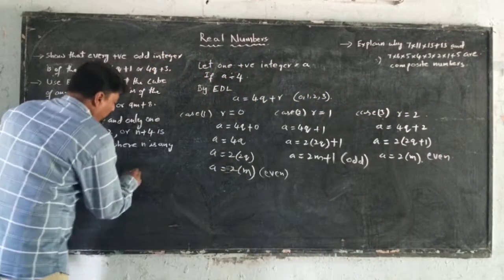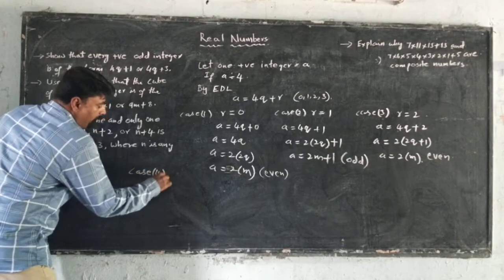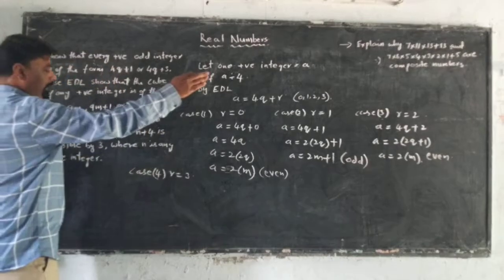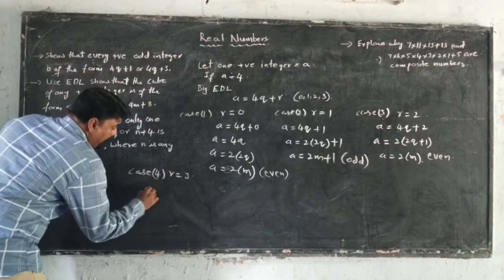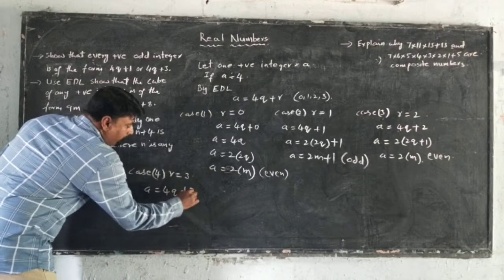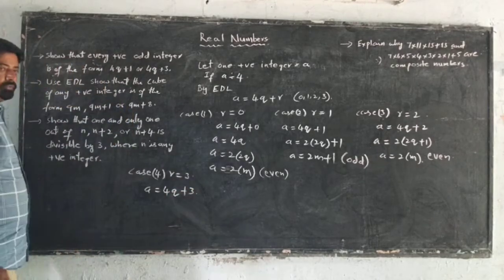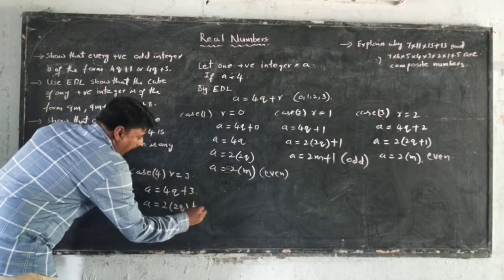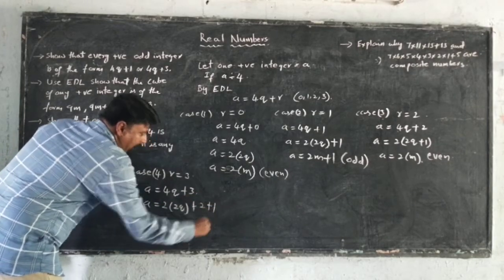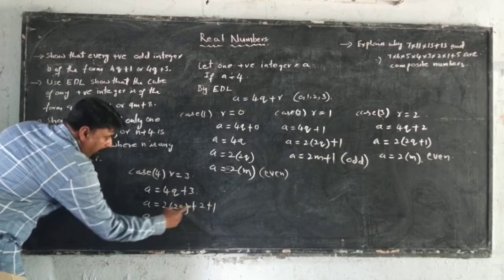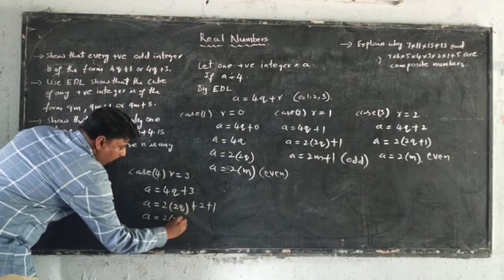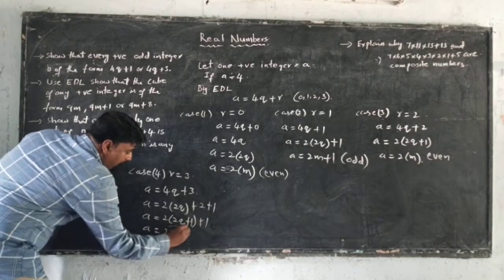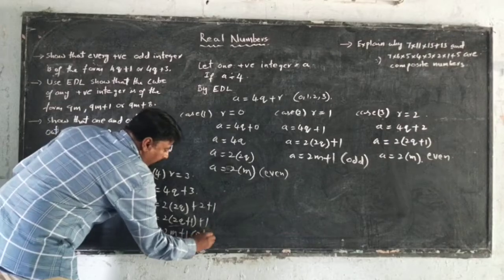Next, if I go for case 4, where r is equal to 3, therefore a is equal to 4q plus 3. Therefore, a is equal to 2 into 2q plus 2, plus 1. If you make 2 common in these two terms, that will be 2q plus 1, so a is equal to 2m plus 1. So this is also an odd number.